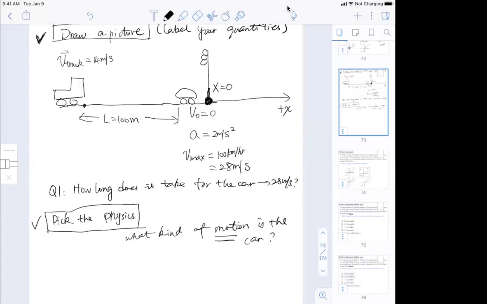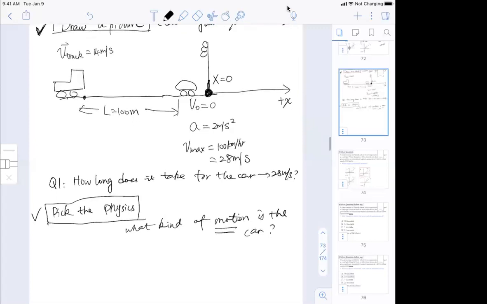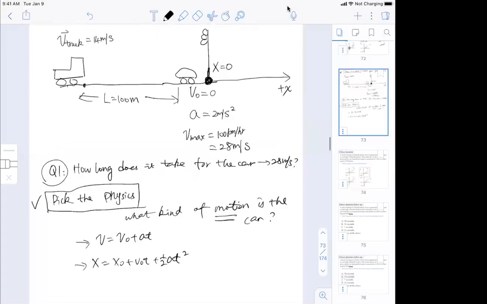Constant acceleration. Okay, so for constant acceleration, we use the equations that we derived. We have two equations. We have another equation. So which one might be relevant to answer this question? This one or this one? First one or second one? Which one? The first one, right?